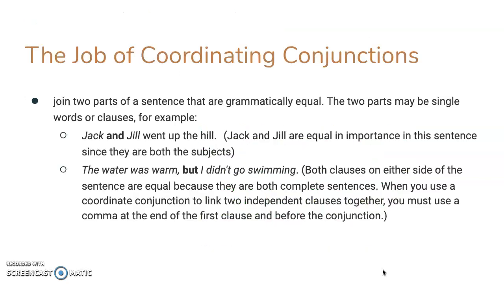Now, the job of a coordinating conjunction is to join together two parts of a sentence that are grammatically equal. They mean the same thing. Okay, so when we use a fanboy, we are linking two things that are equivalent to each other. So for instance, Jack and Jill. Jack and Jill are both subjects in the sentence. They're both nouns that have equal weight in the sentence. Jack went up the hill and Jill went up the hill. So we can join them together with that coordinating conjunction.